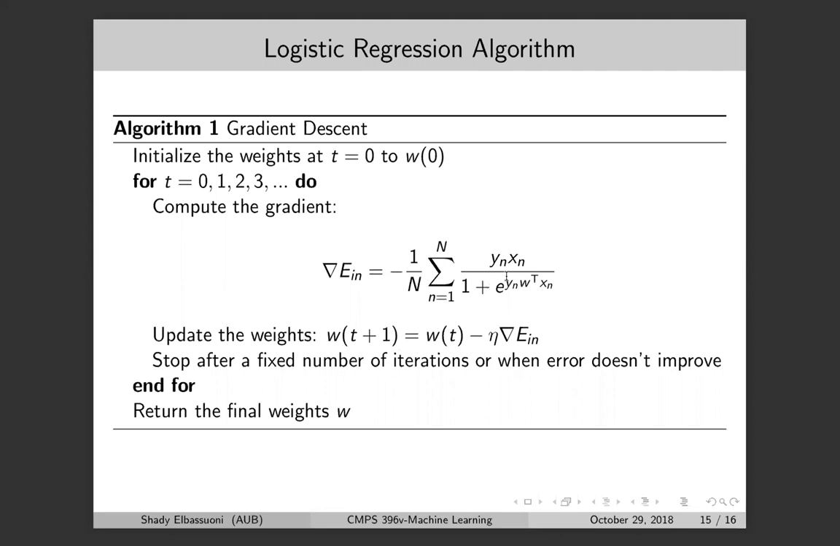And then I get new weights, I update the weights, and then I stop after a certain number of iterations, or when the error doesn't improve. Usually you stop after a certain number of iterations, 50 or 100 or 200, depending on how much time you want to spend training. The more iterations you run, the more time, of course, you'll have to wait for training. And then finally you return the final weights.